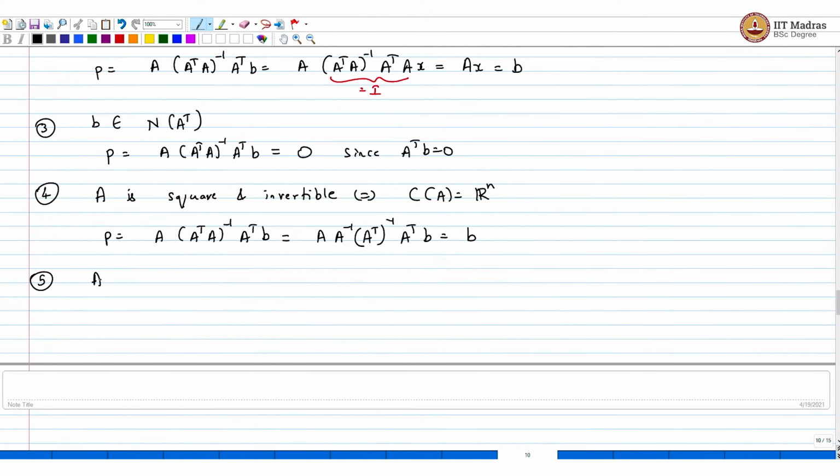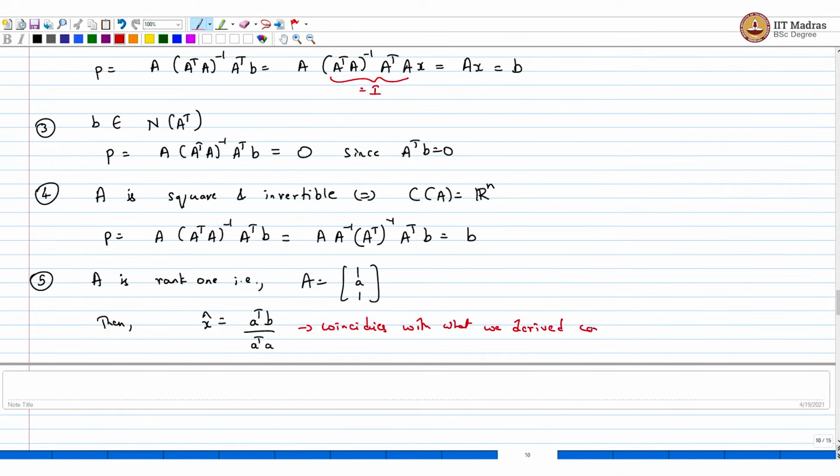The last thing is, imagine A is rank 1, that is A is just one column with vector a. Then if you apply this formula, you get x hat equals a transpose b divided by a transpose a, and this coincides with what we derived earlier for projection onto a line.